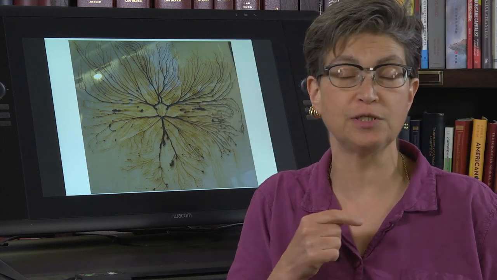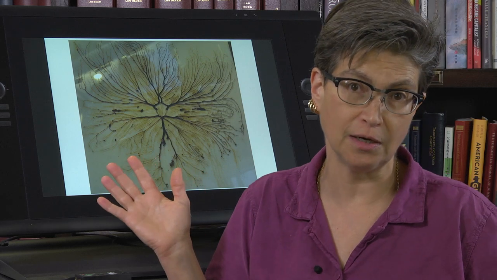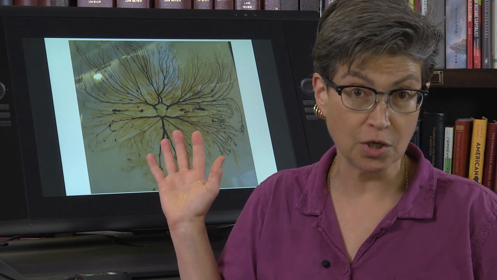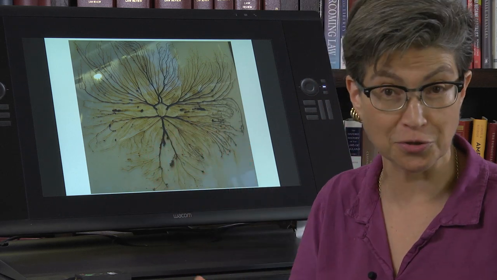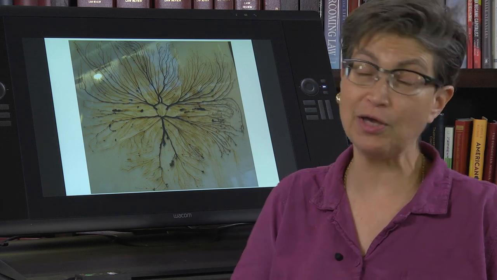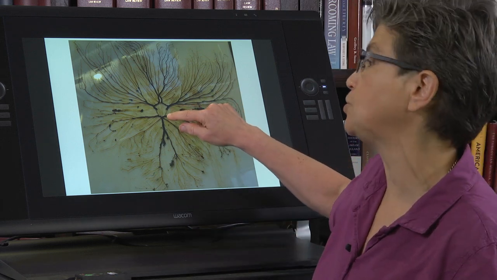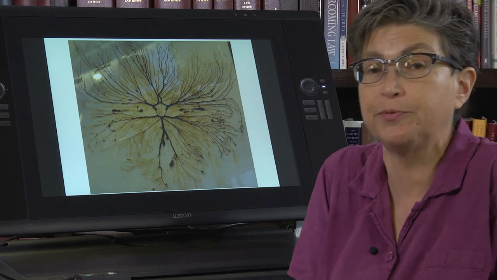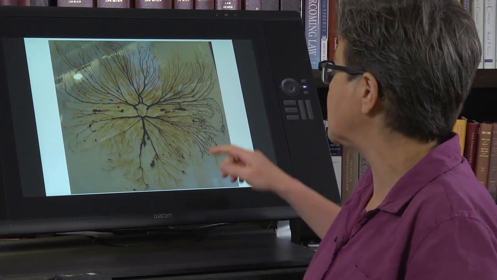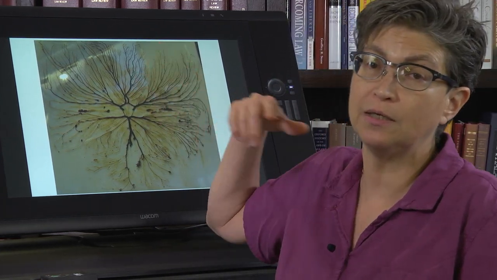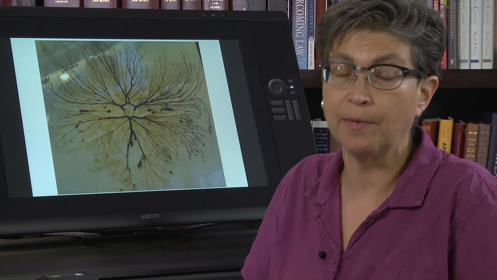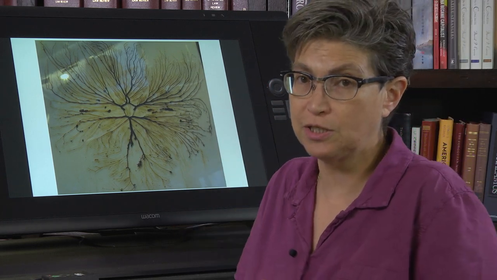The second thing to remember is that the circle of Willis is incredibly variable across individuals. So not everyone has a complete circle. And some people have variations. Some people have a really large posterior communicating. Some people have a really small posterior communicating. In some people, the anterior communicating, there are two of them. So there are a lot of variations on this theme.